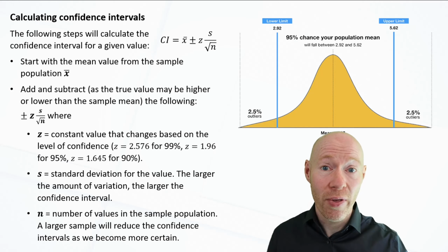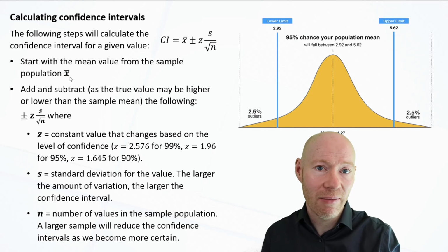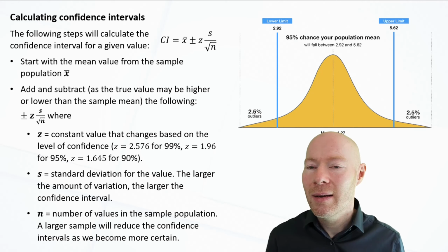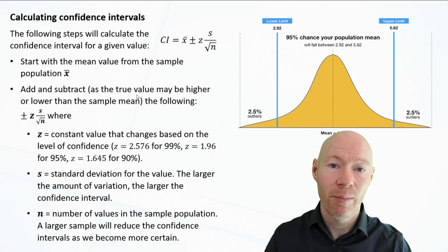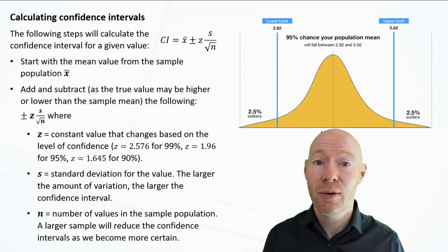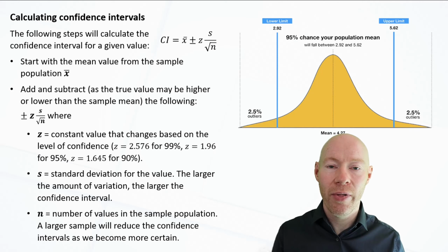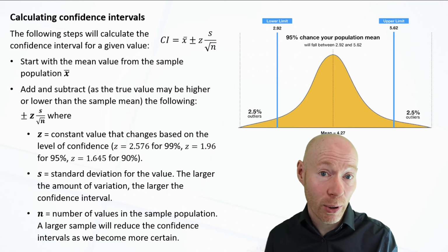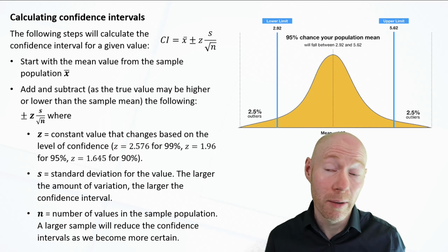So let's look through this. We're going to start off with the mean value. That makes sense: generally speaking, when we have something, we calculate a typical value, or central tendency, or mean value. Alongside that, we are adding and subtracting, because the true population value might be bigger than our mean, or it might be less than our mean. So our interval is going to expand out from our mean. It'll be above it and it'll be below it. That's why we add and subtract, to reflect the fact that it could be bigger or smaller.